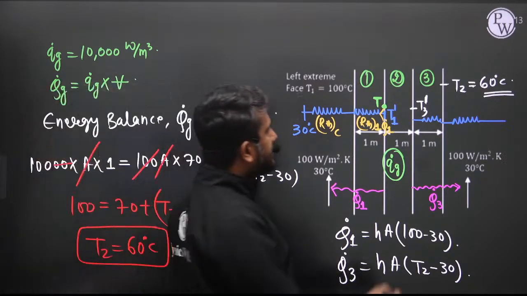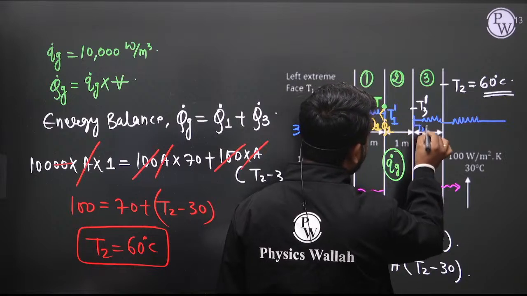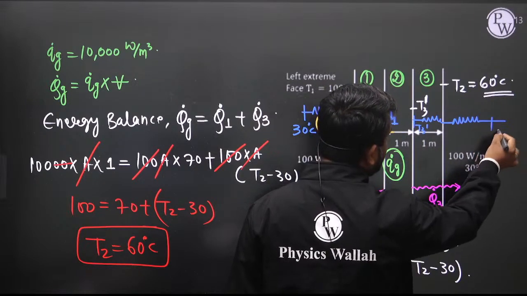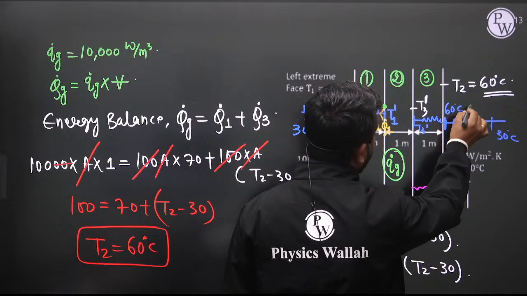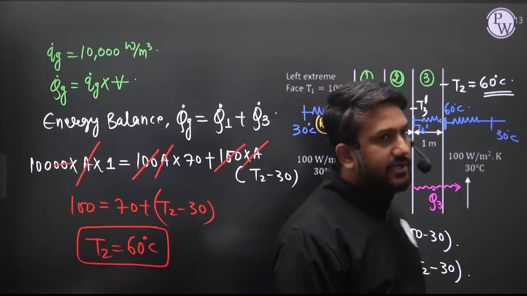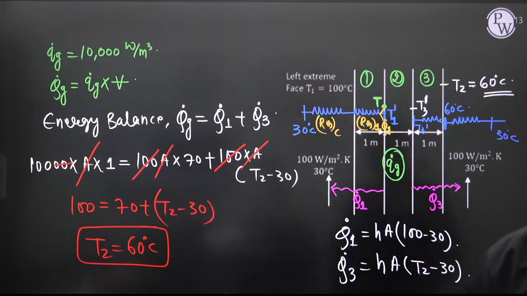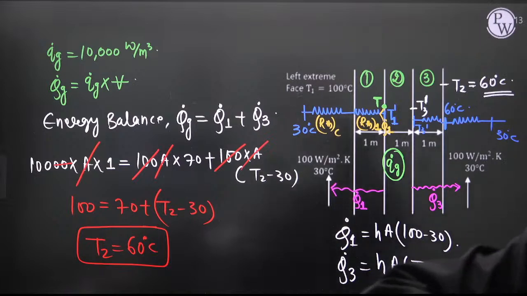Right. What is the temperature here? This temperature is T3 dash. What is the temperature here? This temperature is 30. What is the temperature here? This temperature is 60. So can you calculate T3 dash? Yes, we can calculate T3 dash also.